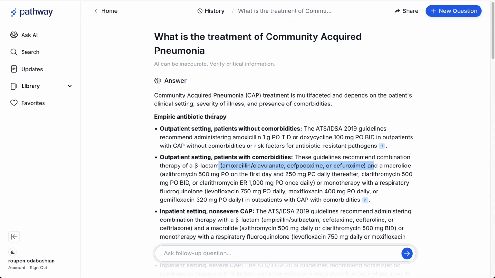If I go to UpToDate and search and find my answer by going through different articles, it's not going to be as fast as PathwayMD, right?